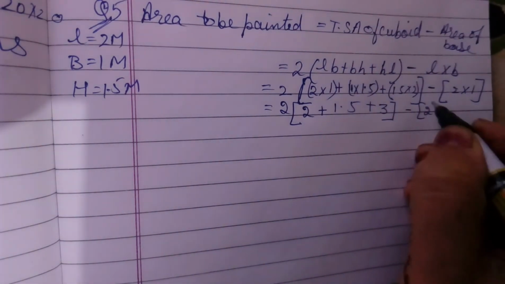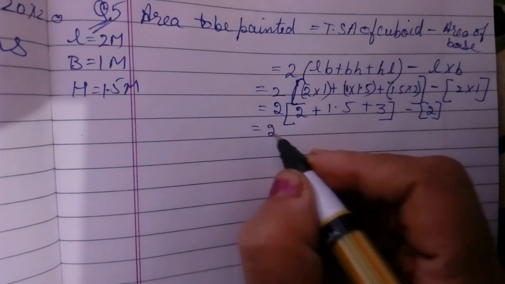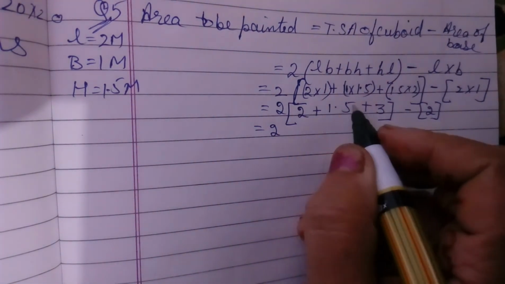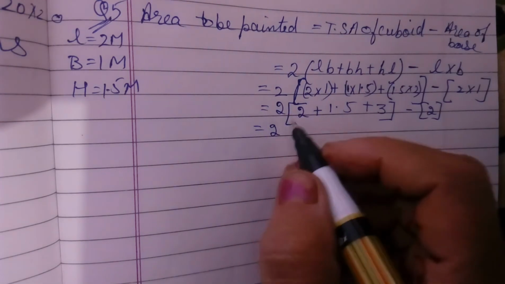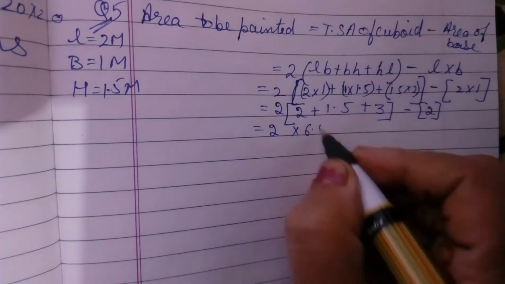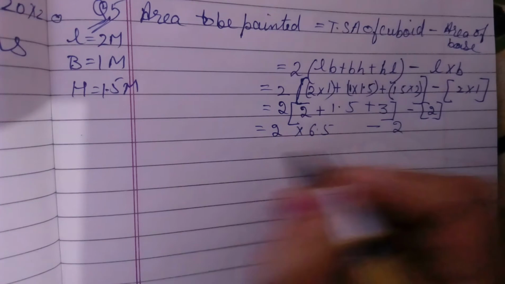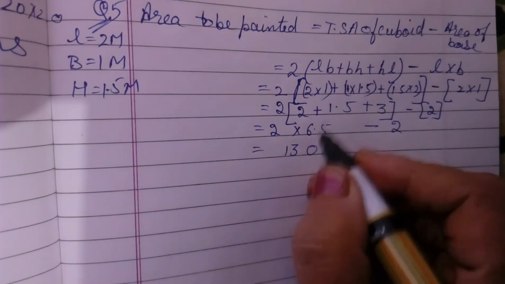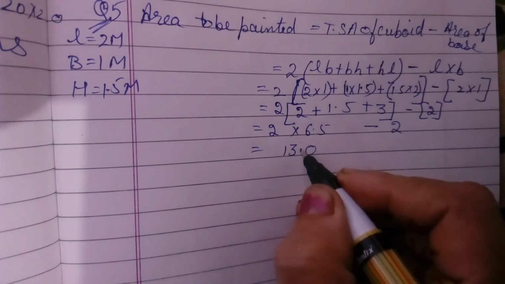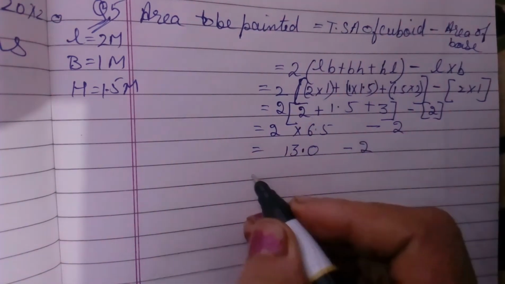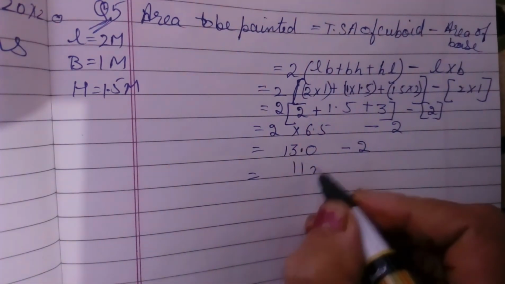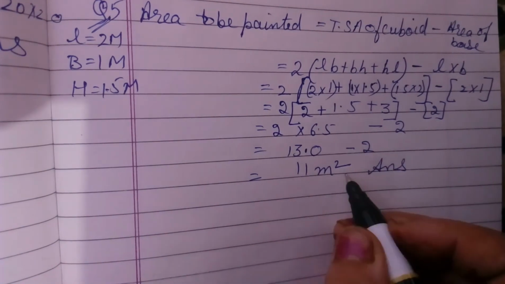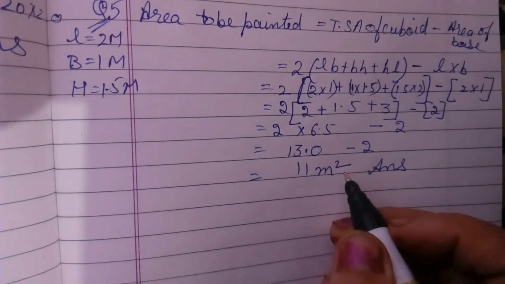So 2 ones are 2, 1 into 1.5 is 1.5, plus 1.5 into 2 is 3, minus 2 ones are 2. When you add these: 2, 3, 4, 5, 6.5, into 2. 6.5 into 2 is 13, and there is one digit after the decimal point, so place the point here. Minus 2, 13 minus 2, you will get 11 meter square. This is the answer. This much area of the cabinet is to be painted.